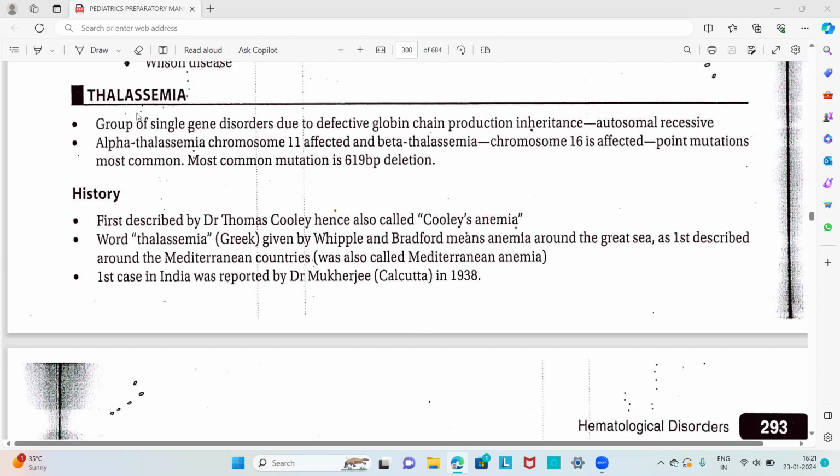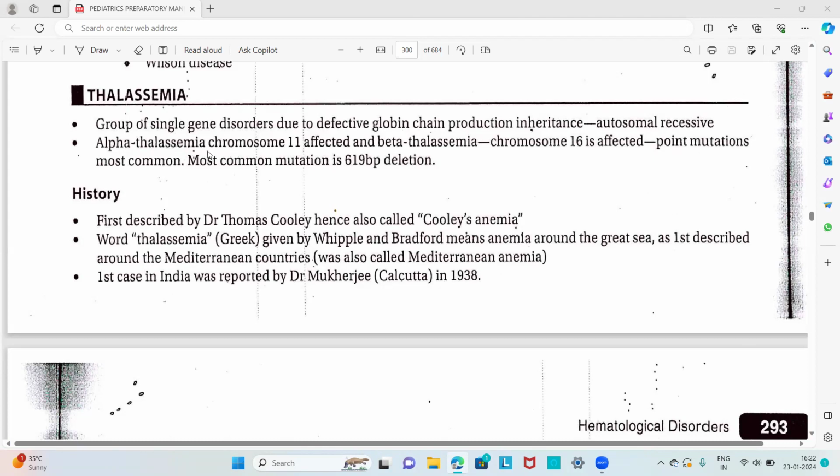The definition of thalassemia: it is a group of single gene disorders due to defective globin chain production, and the inheritance is autosomal recessive. So thalassemia is due to defective globin chain production, and it is an autosomal recessive disorder.